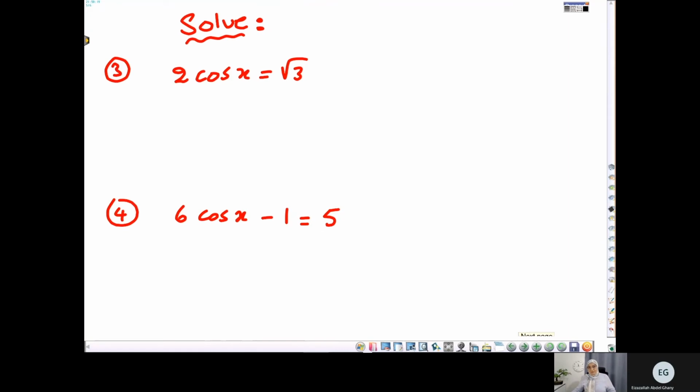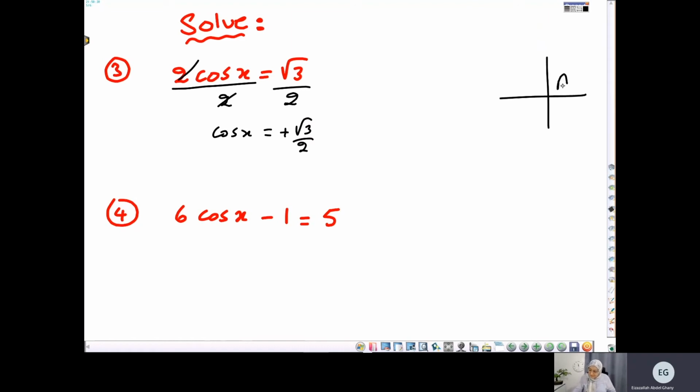Next, solve. What's the meaning of solve? Find the value of x, and x here is an angle. How to get rid of 2? Divide both sides by 2. That means cosine x is positive square root of 3 over 2. It's one of the famous angles.